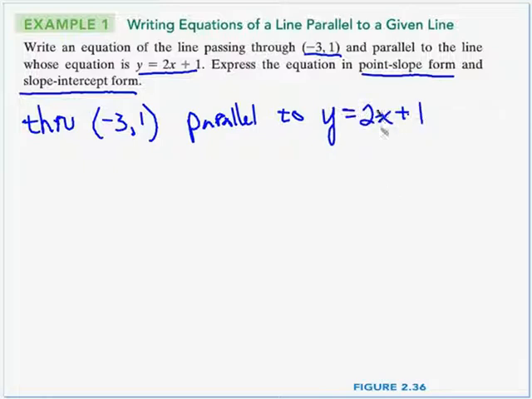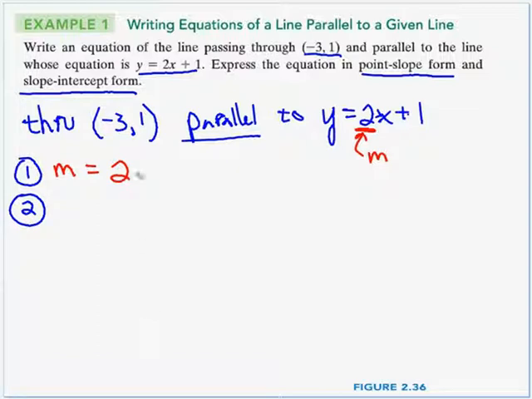Remember, to write the equation of a line, you need two things: a slope and a point. So let's see, we want to be parallel to this line, and this line has a slope of 2. So our line is going to have a slope of 2 since they're parallel. And we're going to need it to go through a point, and that point is negative 3 comma 1. That there is all the information we need.